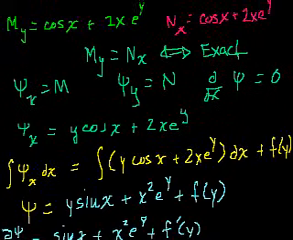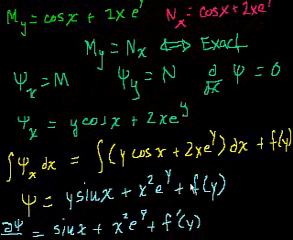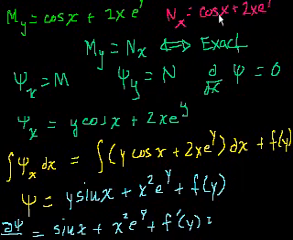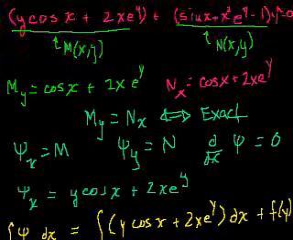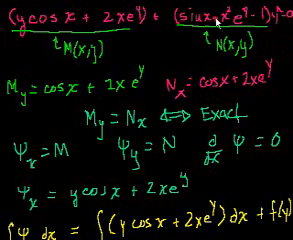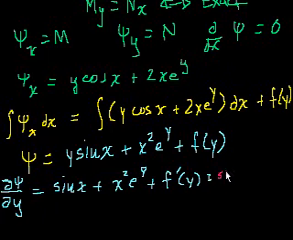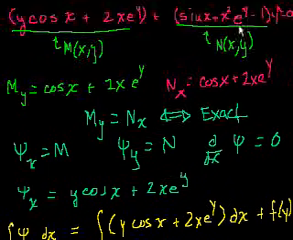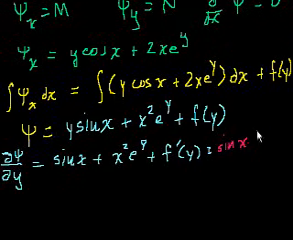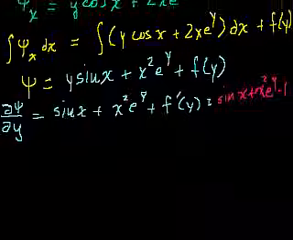So our N is up there. Oh no, sorry, our N is up here. Sine of x plus x squared e to the y minus 1. So sine of x plus x squared e to the y minus 1. That was just our N from our original differential equation.